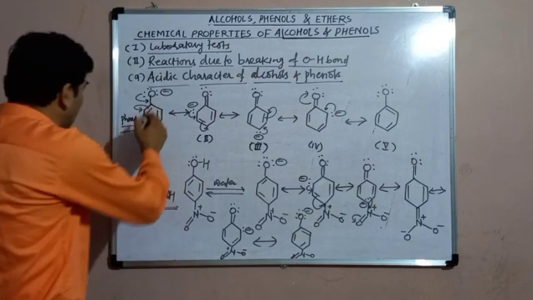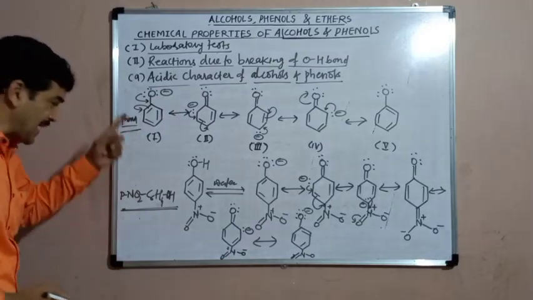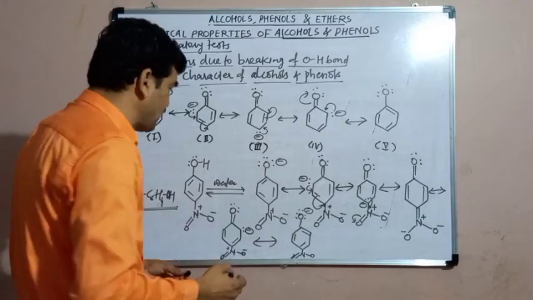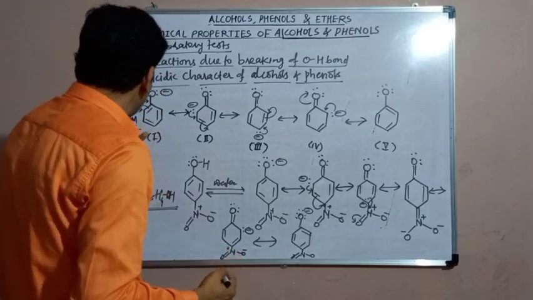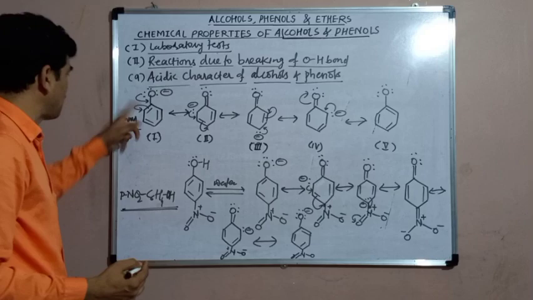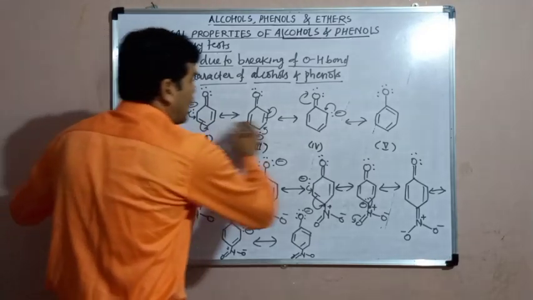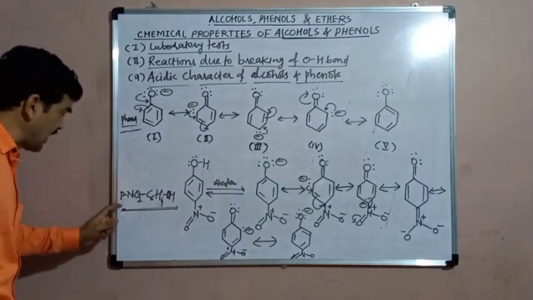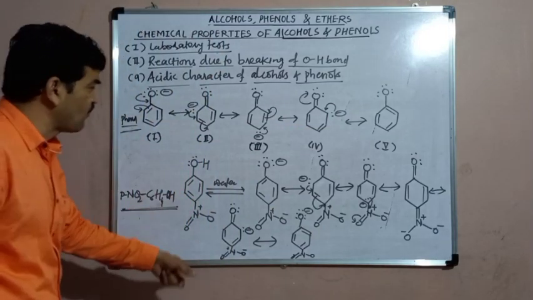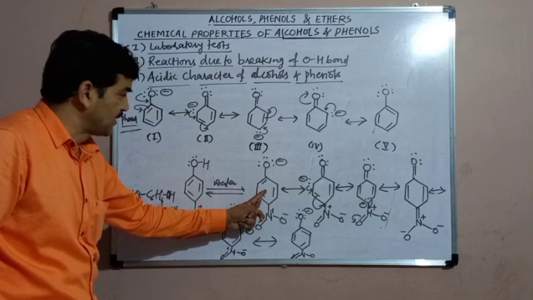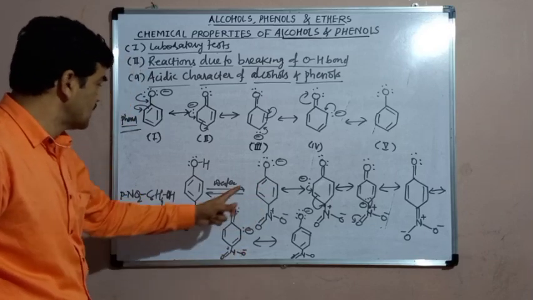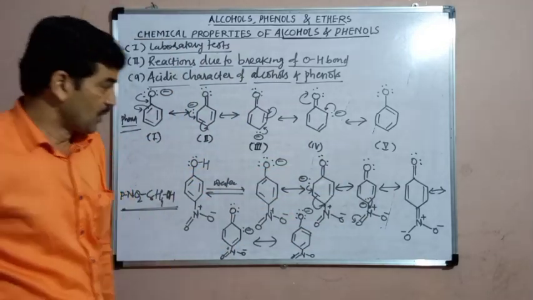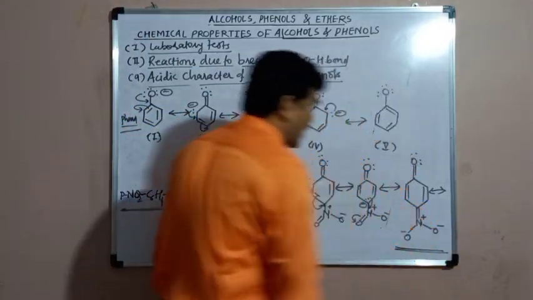Now when we compare the acidic nature of phenol and para-nitrophenol, para-nitrophenol is found to be more acidic than phenol. Now what is the reason? There are two reasons. One, phenol forms phenoxide ion, and the phenoxide ion has 5 resonating structures: 1, 2, 3, 4, 5. But para-nitrophenol on ionization forms para-nitrophenoxide ion, and for it, 1, 2, 3, 4, 5, 6 resonating structures are possible. Means one additional resonating structure is possible there.